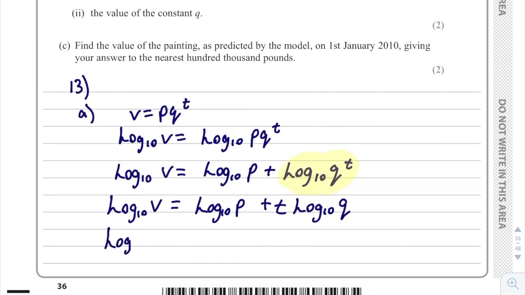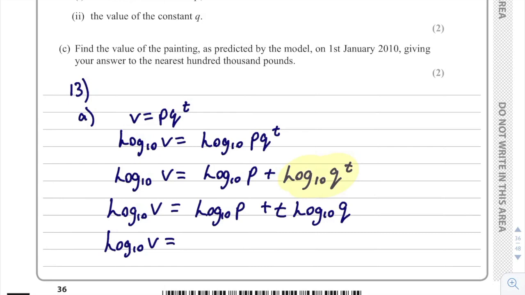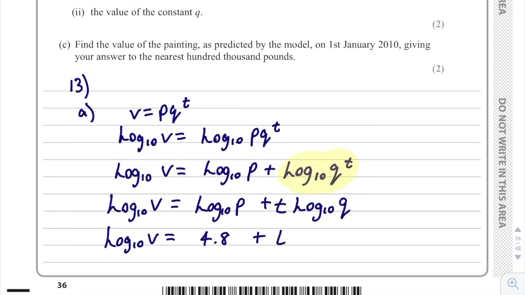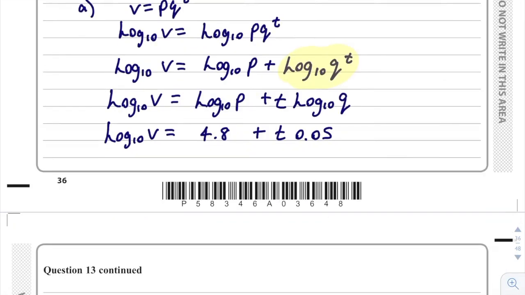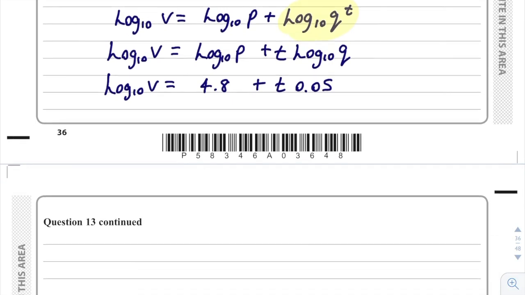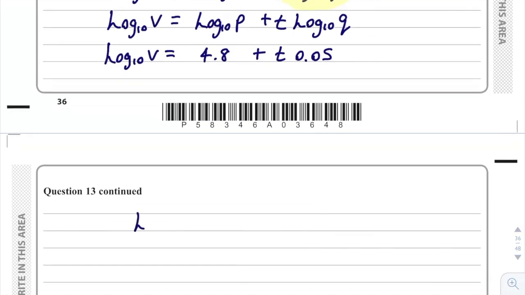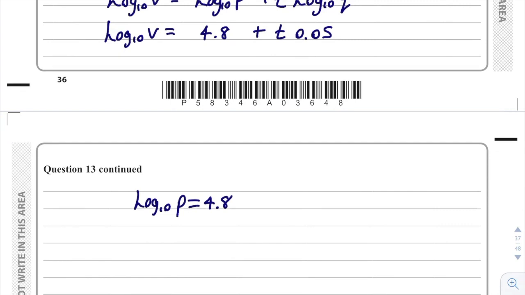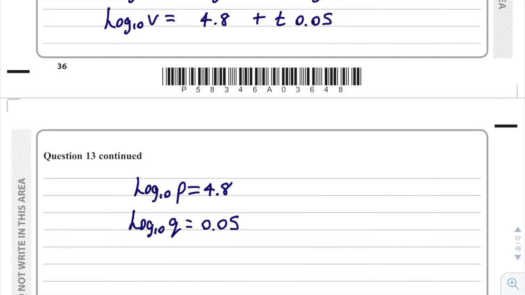So log to the base 10 of v equals, now this is going to be 4.8 plus t multiplied by 0.05. Okay, well what we can do is compare terms. So we can say that both of these equations are equal to each other, and we're just comparing coefficients. So the two constants we can compare is log to the base 10 of p, which is equal to 4.8, and then we can compare the coefficients of t, which is log to the base 10 of q, which is equal to 0.05. Now I can just convert these logarithms into their exponential form.